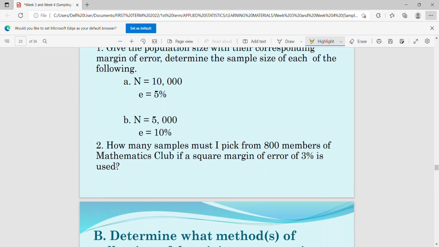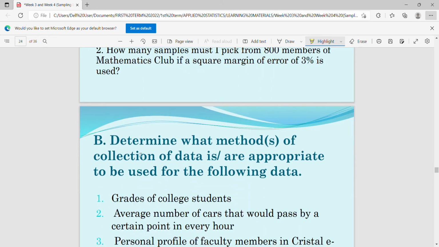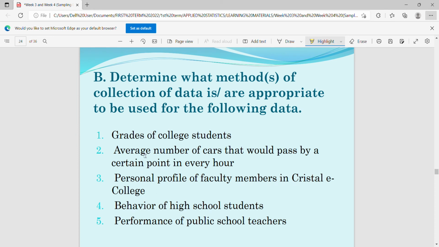Next, how many samples must I pick from 800 members of the mathematics club if a margin of error of 3% is used? So again, for this problem, you can use this Slovin's formula to solve. Now we will proceed to determine what methods of collection of data are appropriate to be used for the following data. So here, you're going to give the answer if you're using the interview or the questionnaire. So you're going to determine what method.